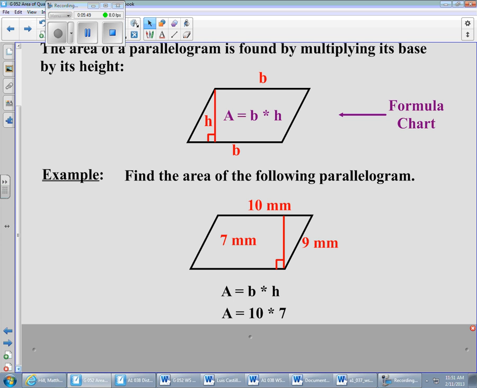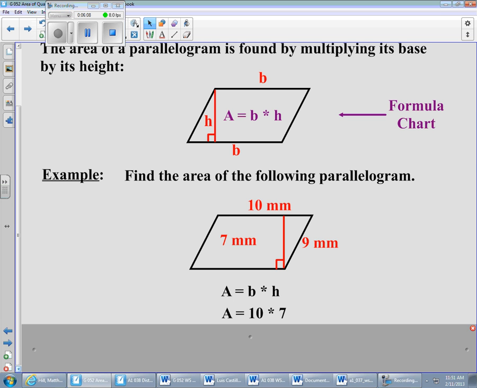Is it because the base is on the top or the bottom? Yeah, exactly. They are perpendicular to each other. Okay, so the 10 and the 7 are two values that are perpendicular to each other, so that is an acceptable place to call base and height. So obviously just finish it off.